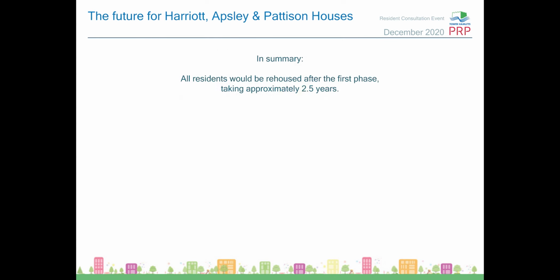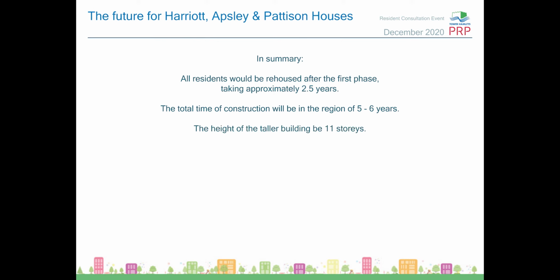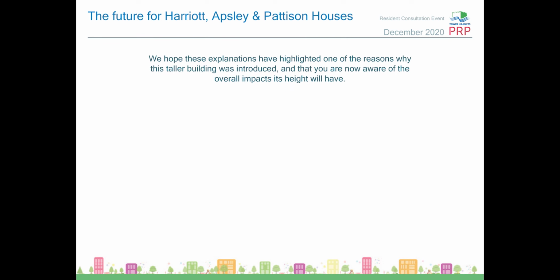In summary, all residents are rehoused after the first phase, taking approximately 2.5 years. The total time of construction will be in the region of 5 to 6 years. The height of the taller building will be 11 storeys. We hope these explanations have highlighted one of the reasons why this taller building was introduced, and that you are now aware of the overall impacts its height will have.